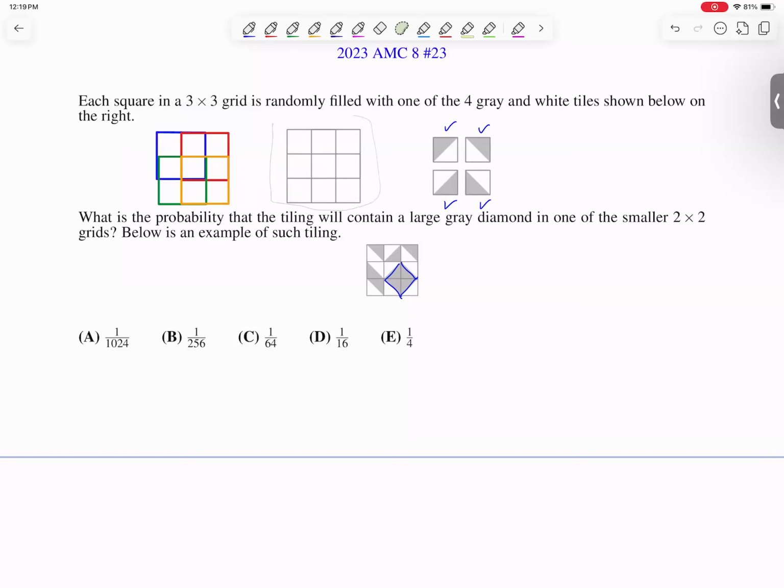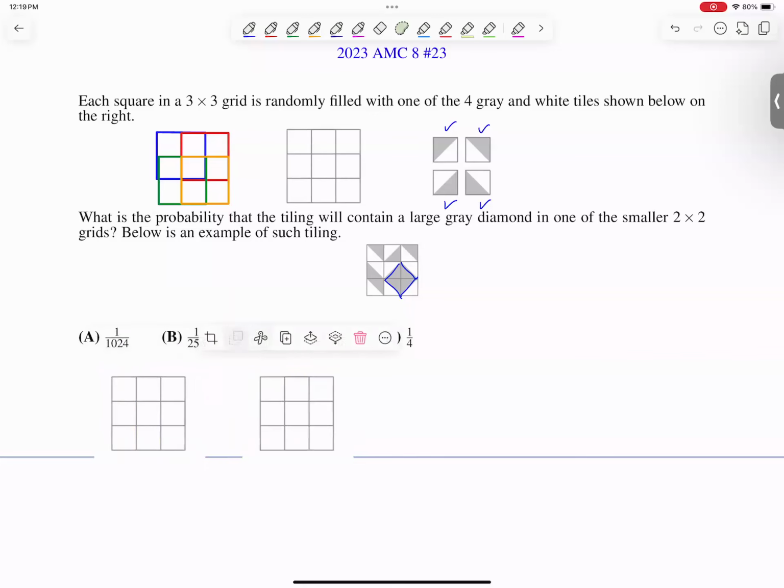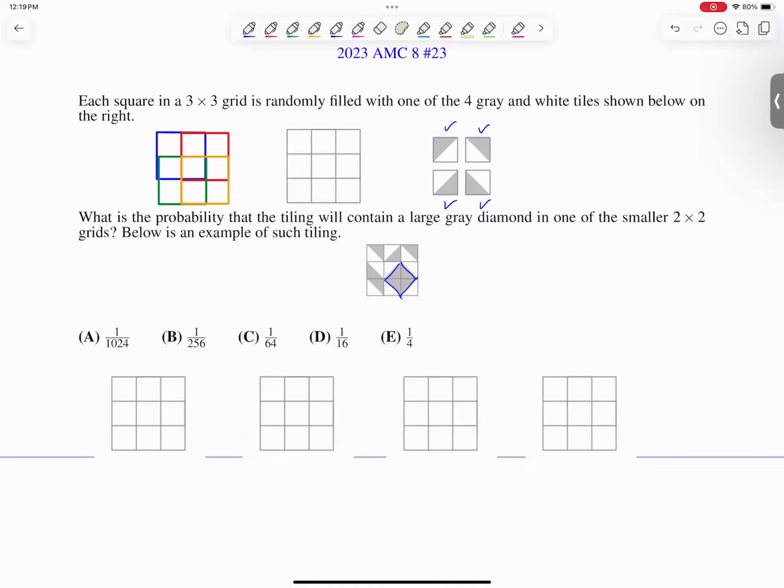Okay, let's make 4 copies for this. And what's the probability to get this for each case? Let's get it. 4 possibilities.